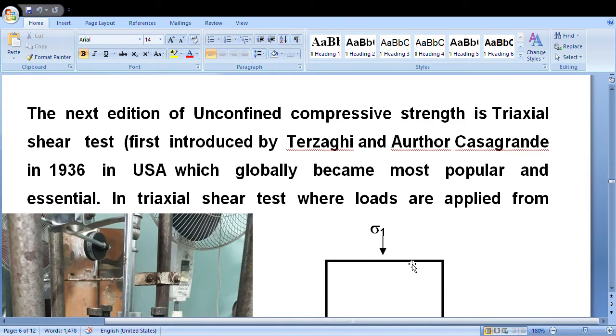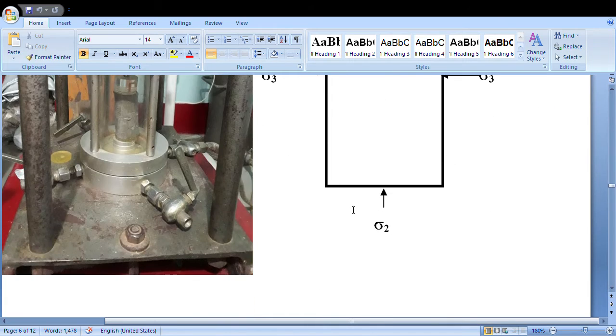I do not know why it is called triaxial. It should be two axial. This axial is action, this is reaction. It is not three-way loading. It is only two-side loading. Instead of three axial, it should be two axial. We do apologize to all.